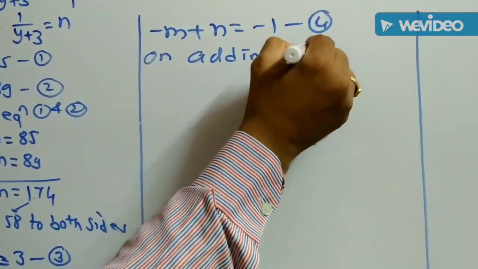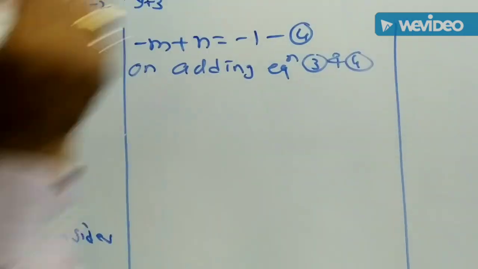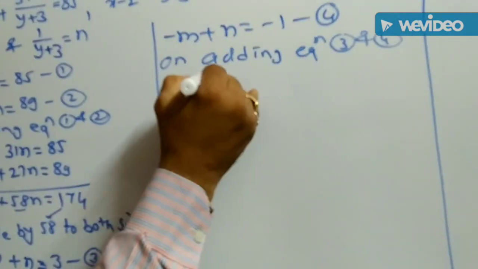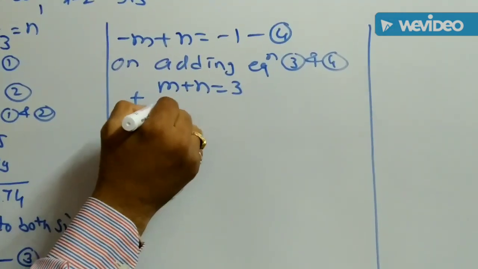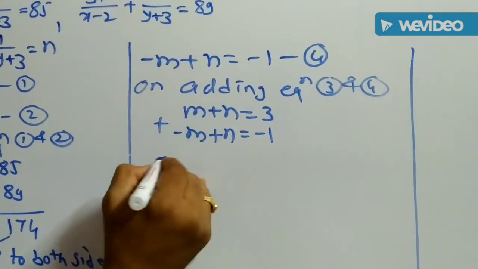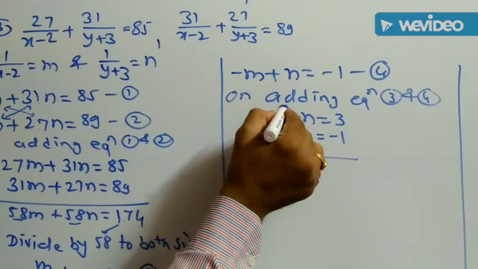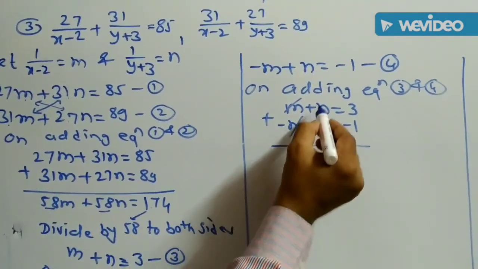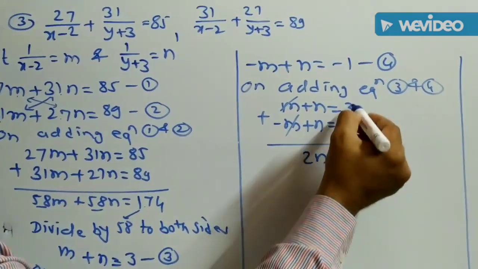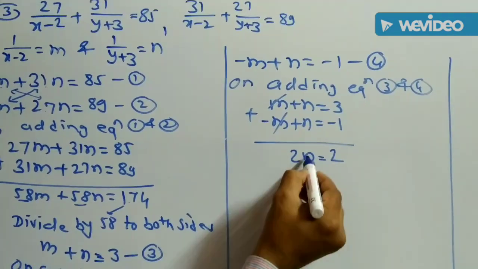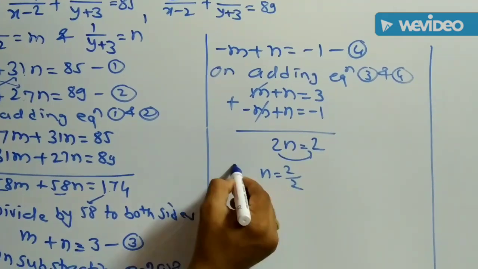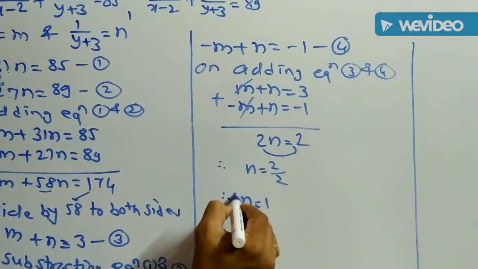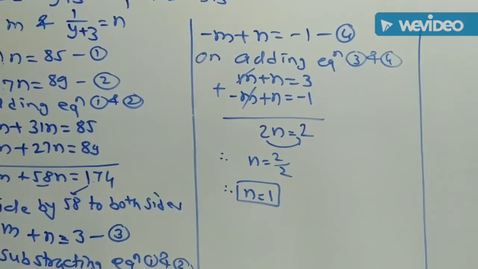On adding equation 3 and 4, we get the third equation, m plus n is equal to 3, plus equation 4, minus m plus n is equal to minus 1. Plus m minus m gets cancelled, n plus n, that is 2n, 3 minus 1, that is 2. To find the value of n, multiplication by 2 gets converted to division. 2 divided by 2, that is 1.